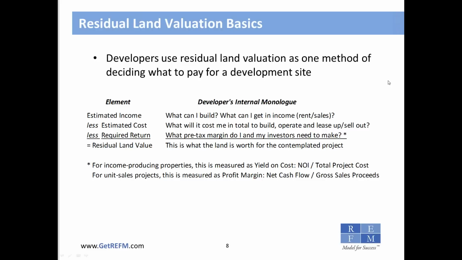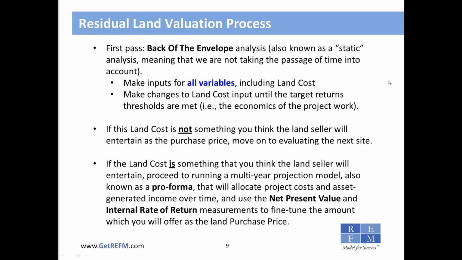If we can get our heads around this and get comfortable with it, now what we want to do is understand what the process is that we go through, and how we put a spreadsheet to work for us such that we can gain some clarity with respect to what a property is worth. The first thing we're going to do, without investing a whole ton of time and energy, is a back-of-the-envelope analysis. Some people call it a back-of-the-napkin analysis, but it is also known as a static analysis, meaning we're not really taking the passage of time into account.